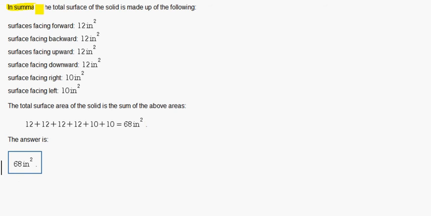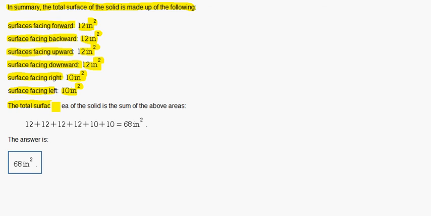In summary, the total surface of the solid is made up of the following. The surfaces facing forward are 12 square inches. The surfaces facing backward are 12 square inches. The surfaces facing upward are 12 square inches. The surfaces facing downward are 12 square inches. And the surfaces facing right are 10 square inches, and the surfaces facing left are 10 square inches.